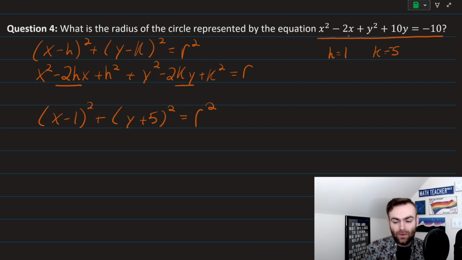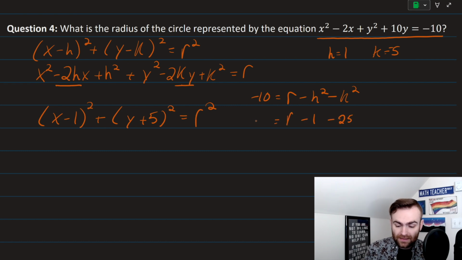Now we need to figure out what's going on here. Well, we can see that we'd be positive h squared and positive k squared on the left. So we would actually have to move these over via subtraction. So what we are left with over here, this negative 10, actually represents r squared minus h squared minus k squared. So we know what h is. H is 1. So this would be 1 squared, or 1. K is negative 5. Negative 5 squared is 25. So we are left with negative 10 is equal to the radius squared minus 1 minus 25.